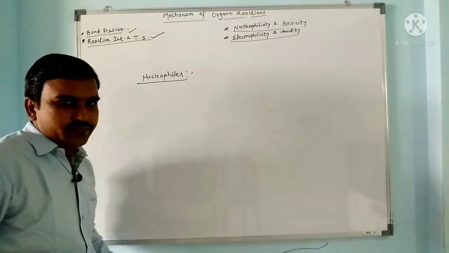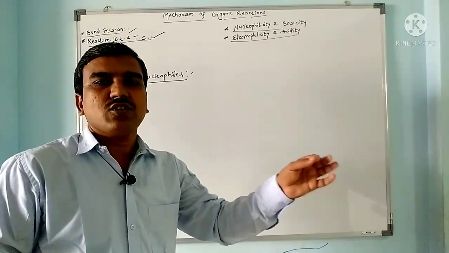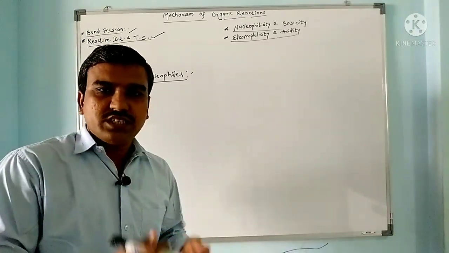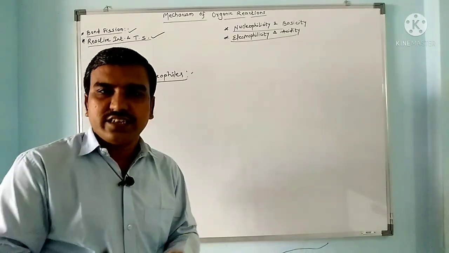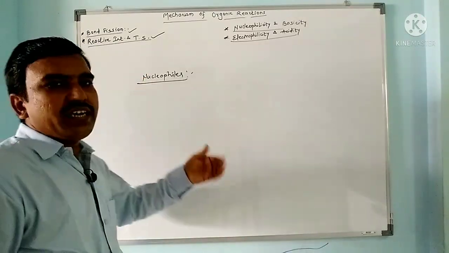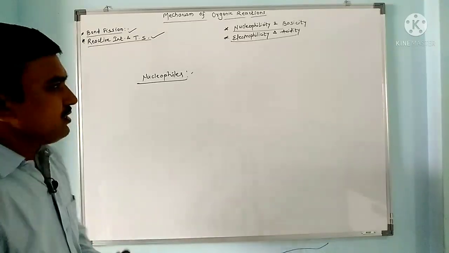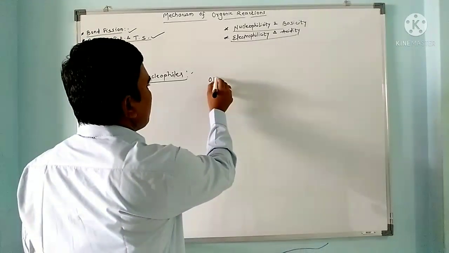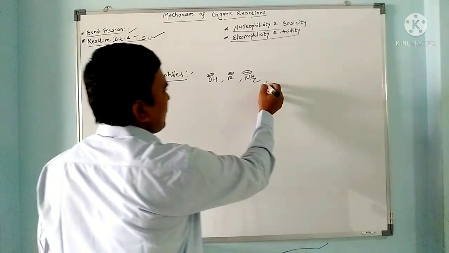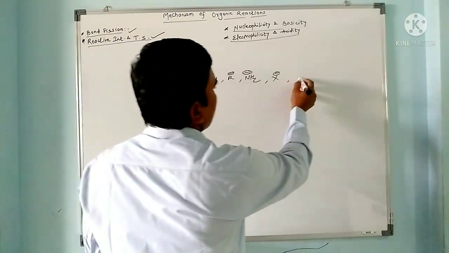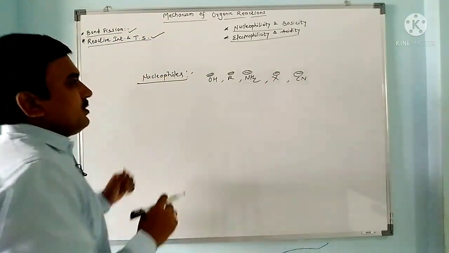What are nucleophiles? Nucleophiles are species having an unshared electron pair, and this electron pair can be utilized to attack electron deficient species such as electrophiles. So these nucleophiles can give an electron pair to other electron deficient species. Nucleophiles such as OH minus ion, R minus ion, NH2 minus ion, X minus ion, CN minus cyanide. So these are the different nucleophiles we can have.